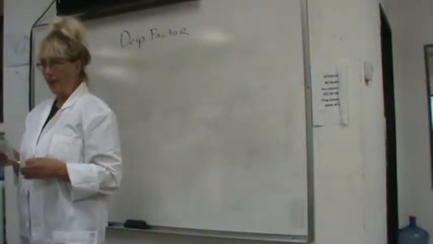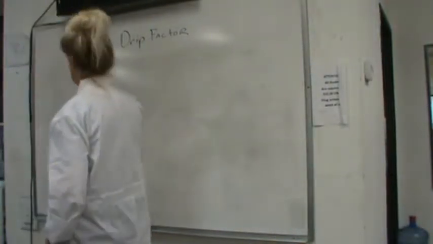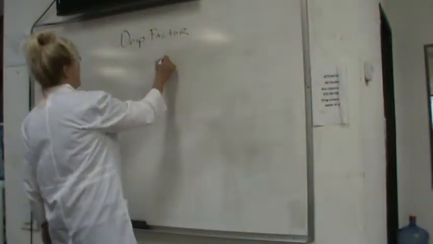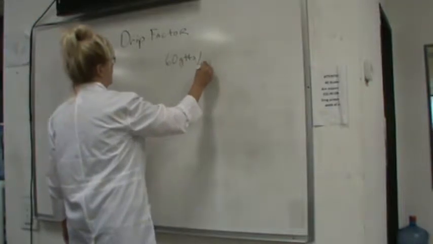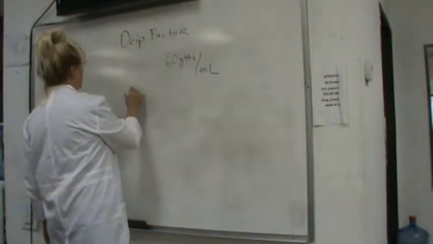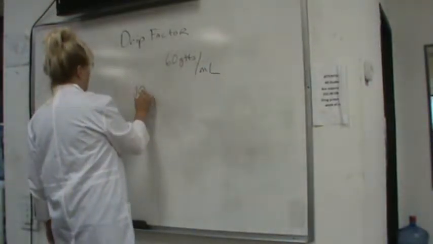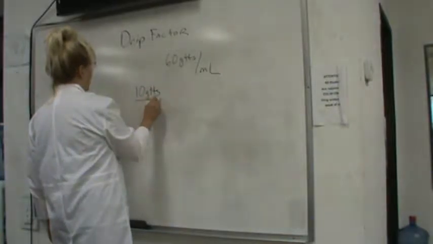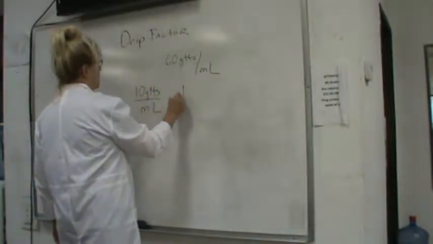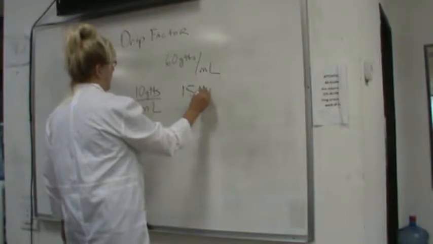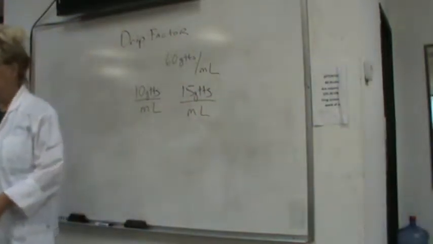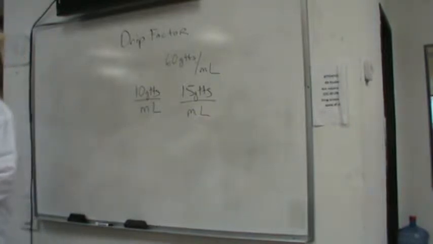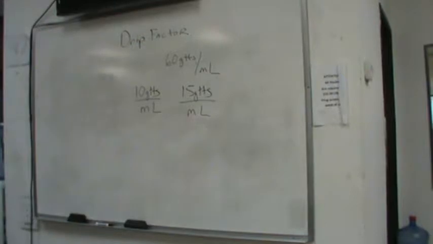For pediatrics, for babies, small children, small surface body mass, we have 60 drops per ml. Normal tubing is anywhere from 10 drops per ml all the way to 15 drops per ml. So that's the normal IV drip rate. Okay, normal IV drip rate.